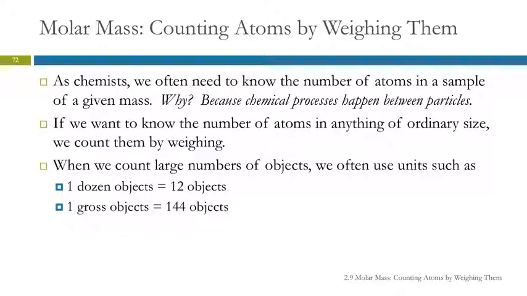12. 12 what? 12 whatever you're talking about, right? You can have a dozen bagels, a dozen donuts, now I'm getting hungry, a dozen eggs, a dozen pencils, a dozen planets. You could have a dozen of anything. It's a counting unit, right? So these counting units, a dozen and a gross is 144 objects, or a ream is 500 sheets of paper. Those are useful for everyday things, but they're still too small for counting atoms. So we need a unit like this, that's just a much bigger number.